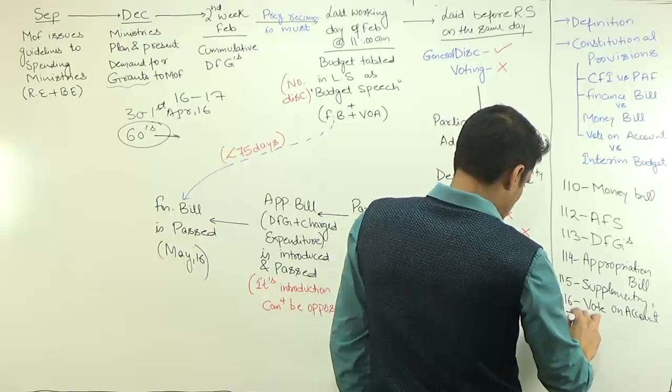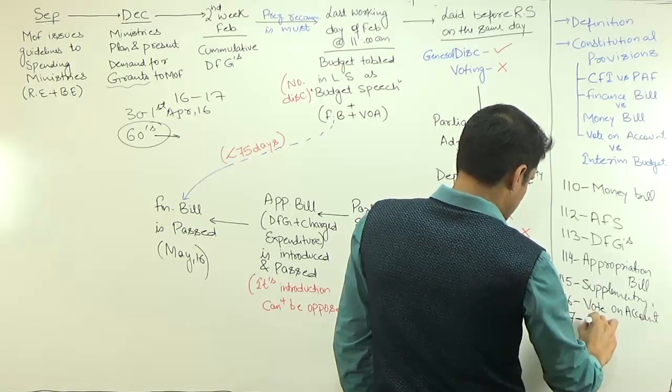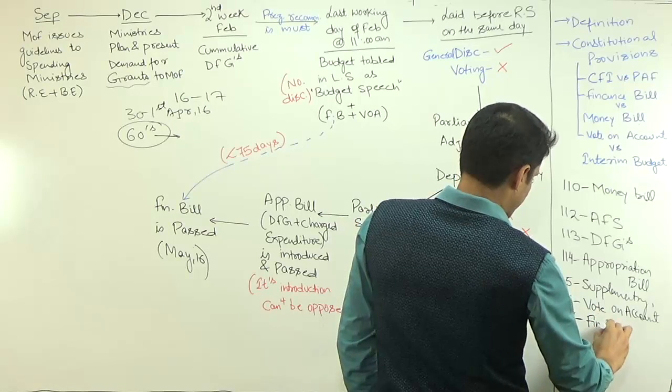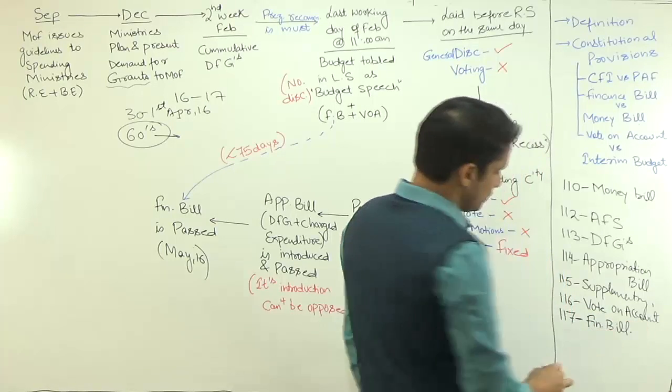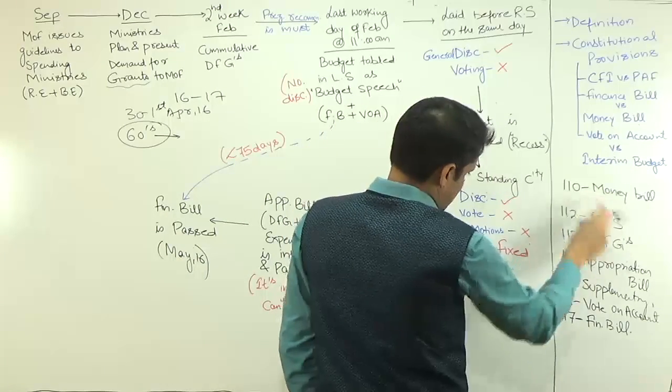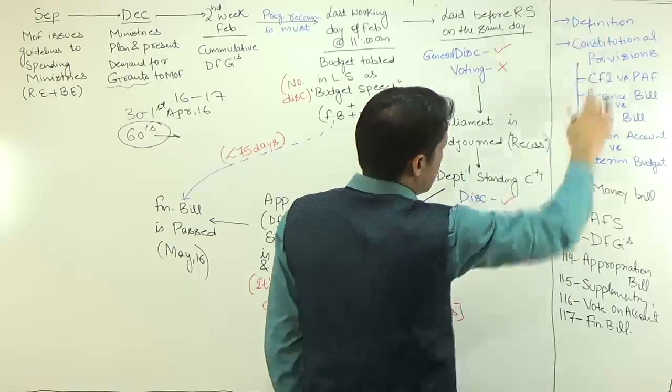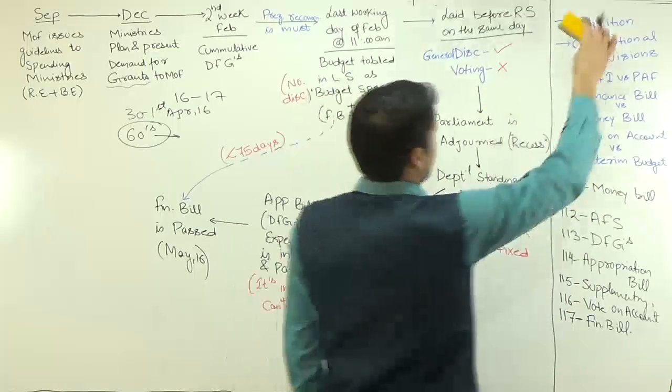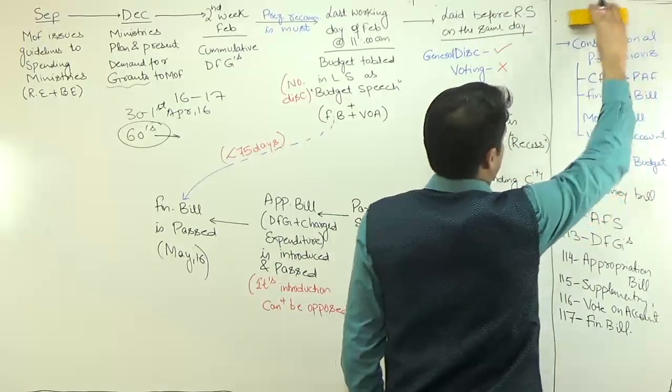Then we have Article 117 that is related to the finance bill. Now there is a difference between finance bill and money bill, Article 110, 117, and all these things. We'll discuss once we cover the budget making process.